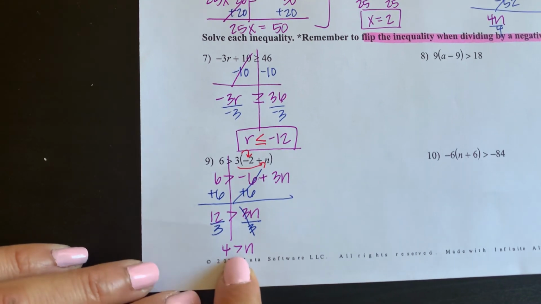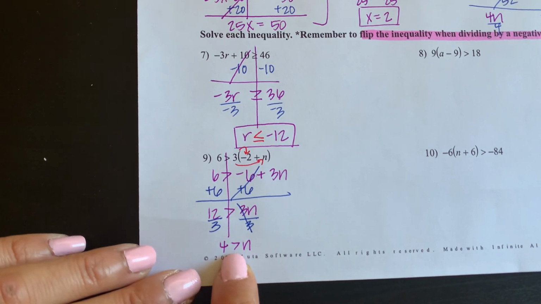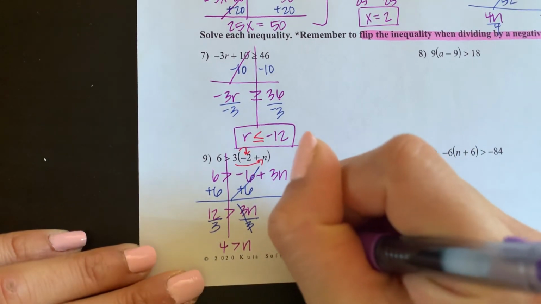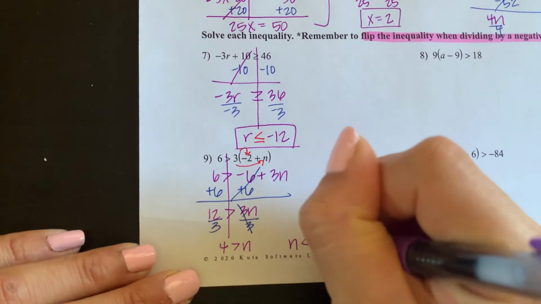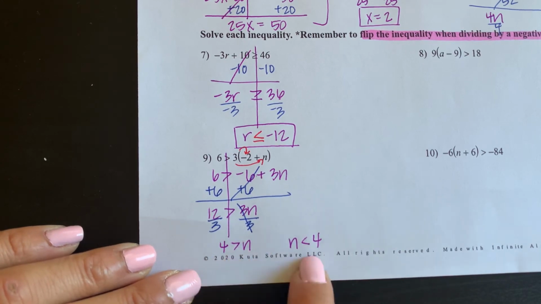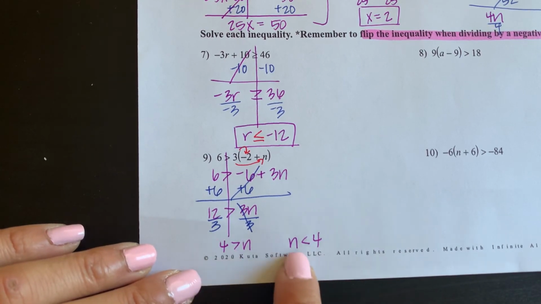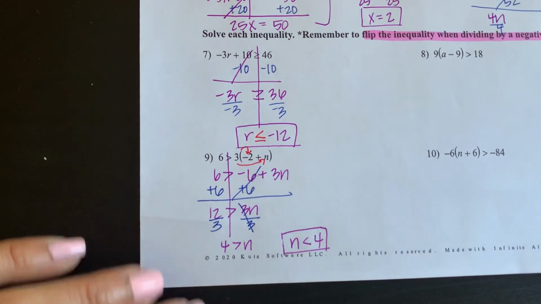Now this kind of looks a little bit weird because we are so used to the variable being on the left-hand side. So you could also write it like this. N, the mouth is facing the 4. So make sure the mouth is still facing the 4. So these two mean the exact same thing. I would take either answer, but you know, we commonly see the variable on the left-hand side.